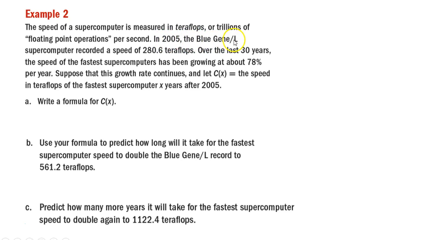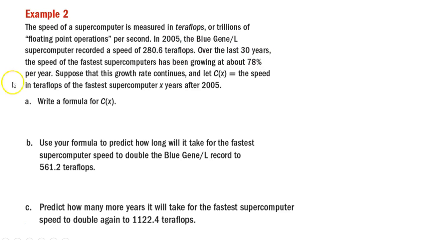In 2005, the Blue Gene/L, I don't even know if that's how you say that thing, but it looks like it's the name of the supercomputer, recorded a speed of 280.6 teraflops. So in 2005, this computer had this speed of 280.6.